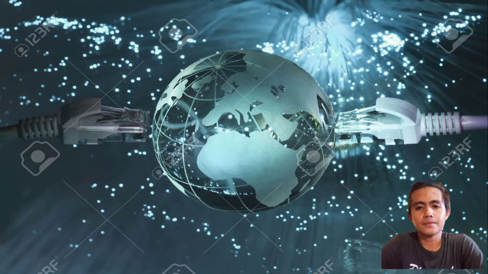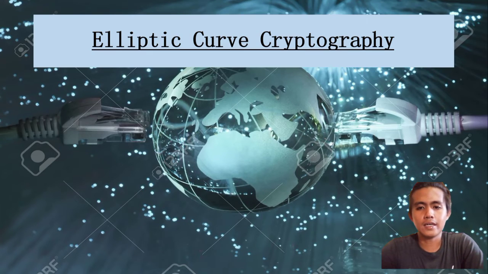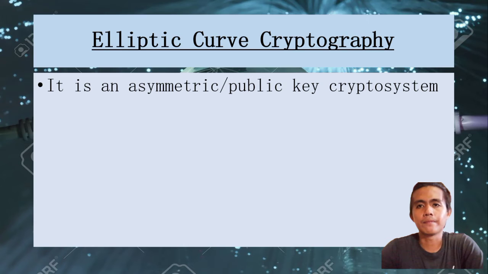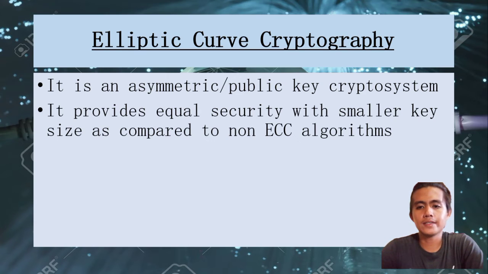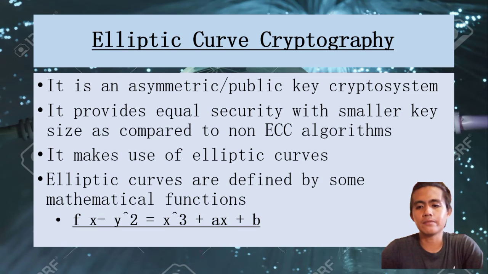So next, elliptic curve cryptography. First, it is an asymmetric public key crypto system. Next, it provides equal security with a smaller key size compared to non-ECC algorithms. It makes use of elliptic curves, which are defined by mathematical functions. These are cubic functions, for example, y squared is equal to x cubed plus ax plus b, which is an equation of degree 3.